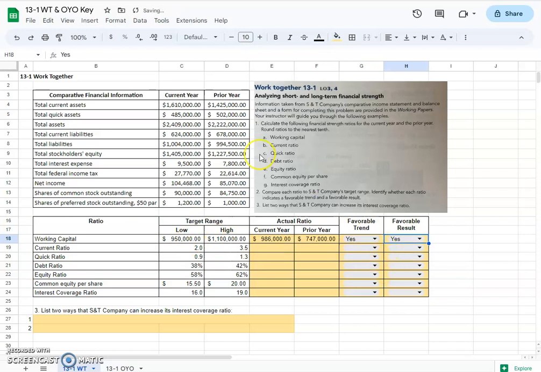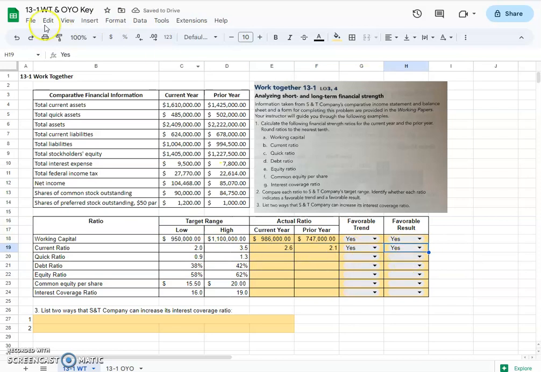Next one. Current ratio equals current assets divided by current liabilities. We'll just decrease our decimal places back to 2. So we're at 2.6, and for prior year, we were at 2.1. So we went up from 2.1 to 2.6. We are in the target range, and we've also gone in a positive direction. So both of these will be yes.